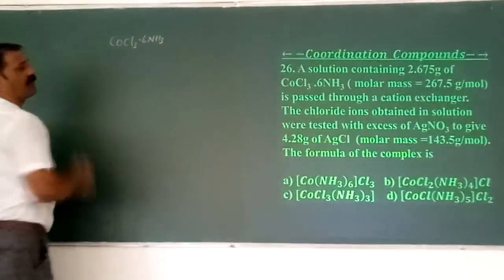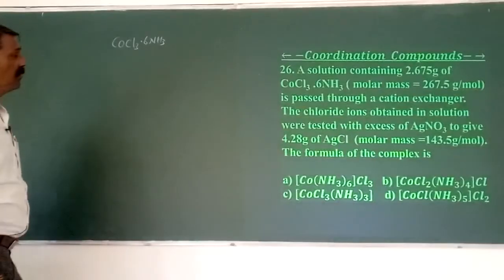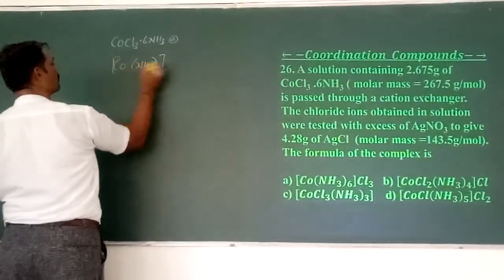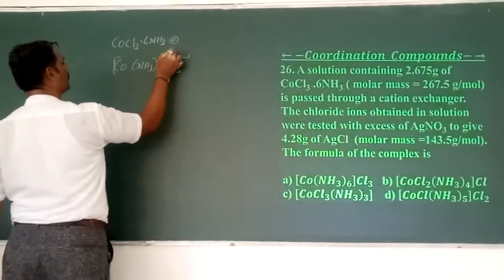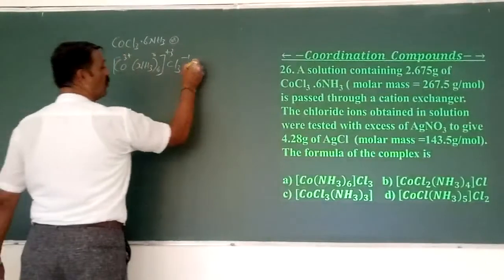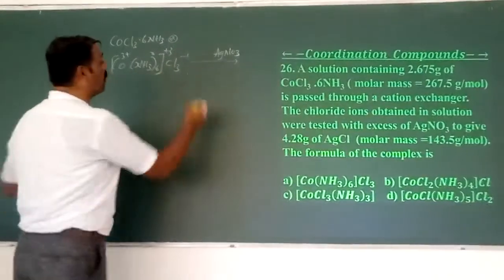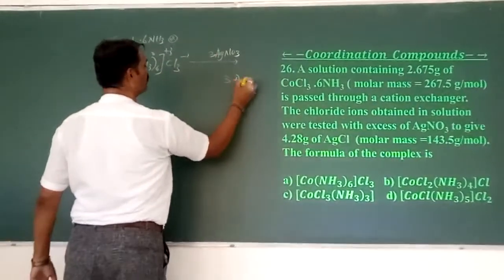CoCl3 with 6 times NH3. Okay. So as the coordination number is going to be 6, it means all the ammonia molecules have to be present inside like this. Minus 1 plus 3, 0 and plus 3. When it is treated with excess of silver nitrate, how much can I expect? As there are 3 Cl minus, I can expect 3 times AgCl.